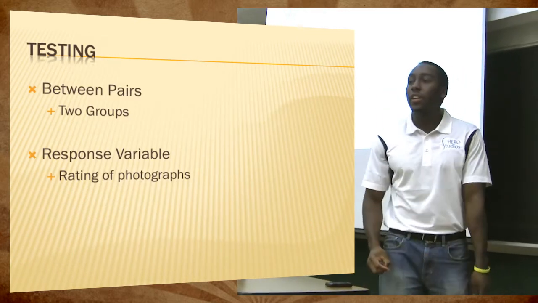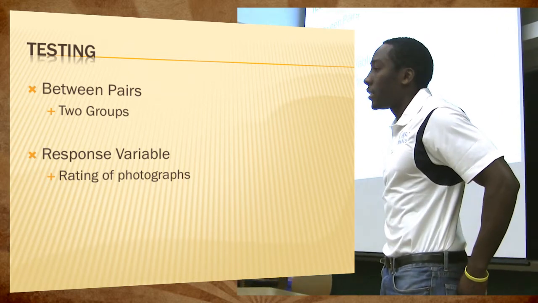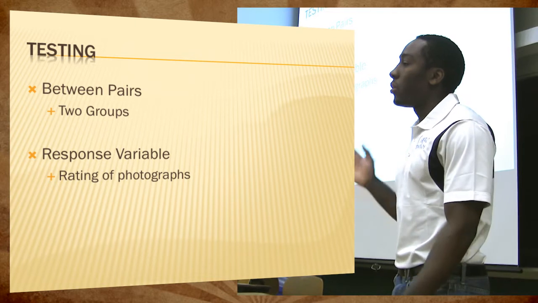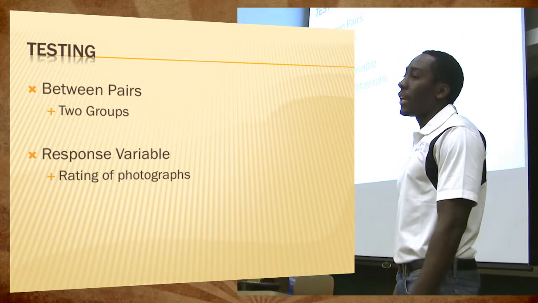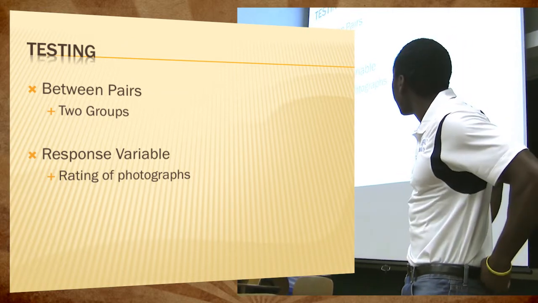And now I'm going to talk to you guys about our testing. For our testing, we're going to be doing a between two pairs test. That's because we want to compare people who use our iPhone app and people who don't use our iPhone app. So we're going to have two groups. And the response variable is going to be the rating of the photographs. The photographs will be rated by a photography professor.